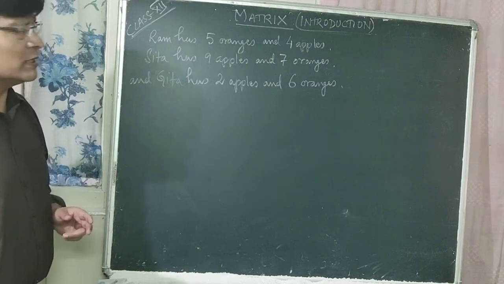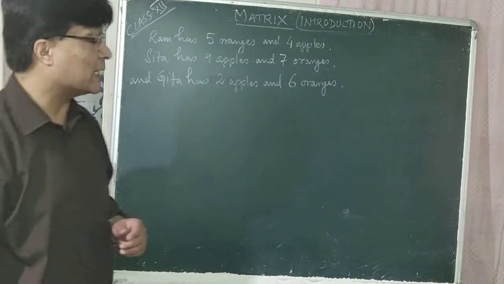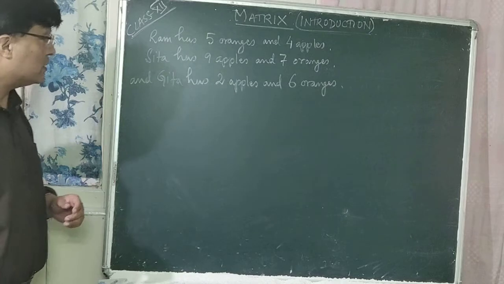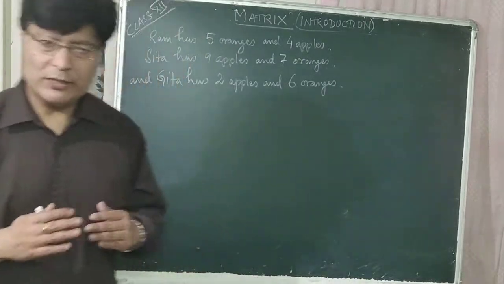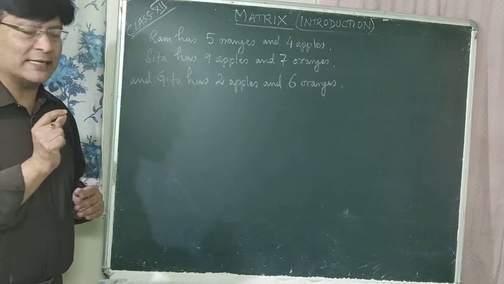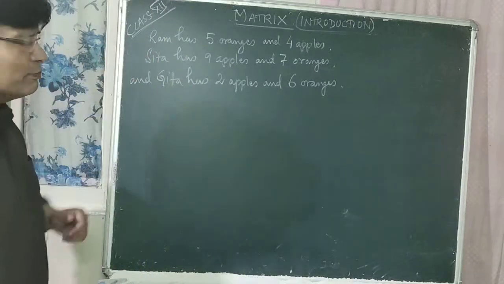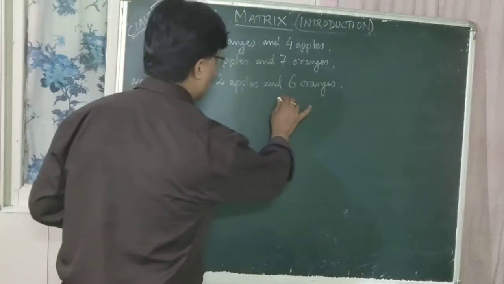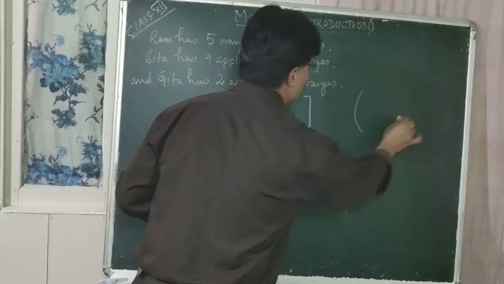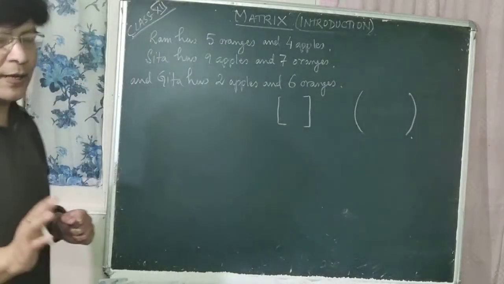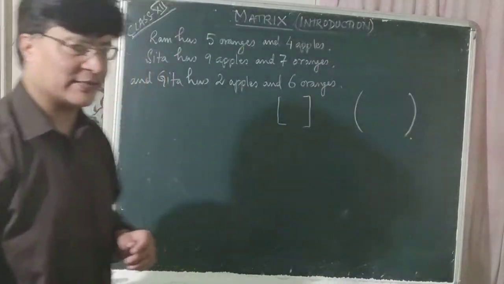Ram has 5 oranges and 4 apples. Sita has 9 apples and 7 oranges, and Geeta has 2 apples and 6 oranges. So there is another way of representing these sentences, right? This matrix can be written in the form of a square bracket, or it may be within the first bracket.